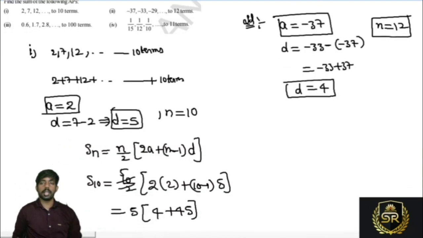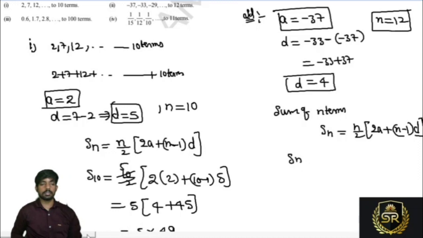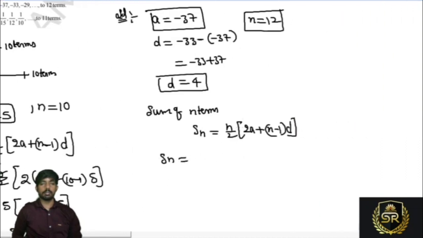So the sum of n terms formula: Sn is equal to n by 2 into 2a plus n minus 1 into d. So from here Sn is equal to n by 2, that is 12 by 2. In the place of n we are substituting 12, in the place of a we are substituting minus 37, plus n minus 1, that is 12 minus 1, into the d value, which is 4.